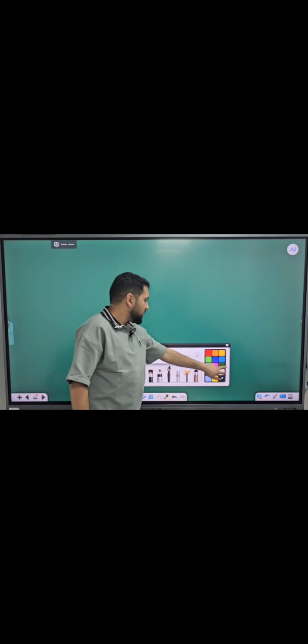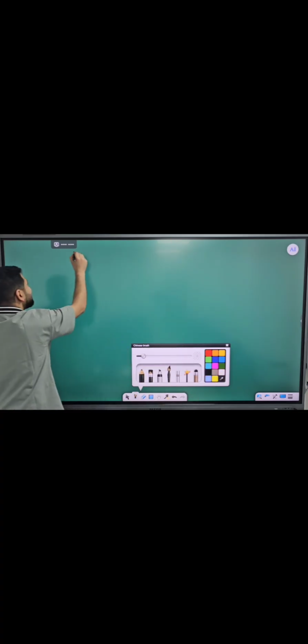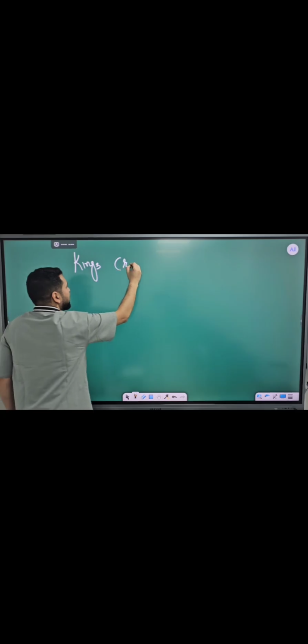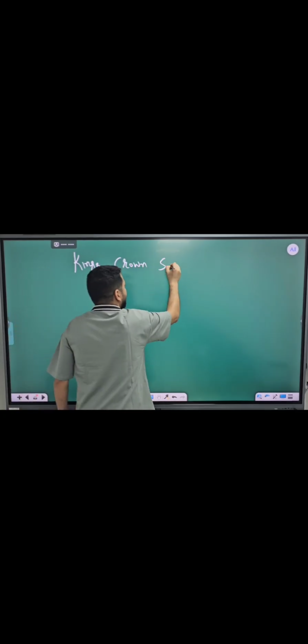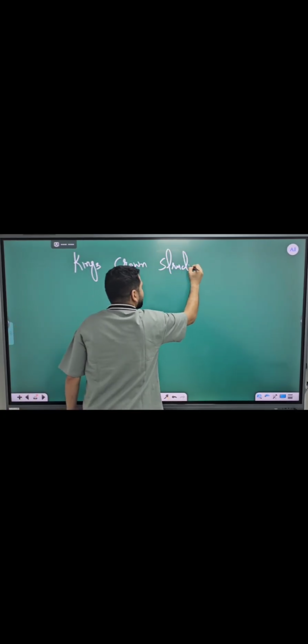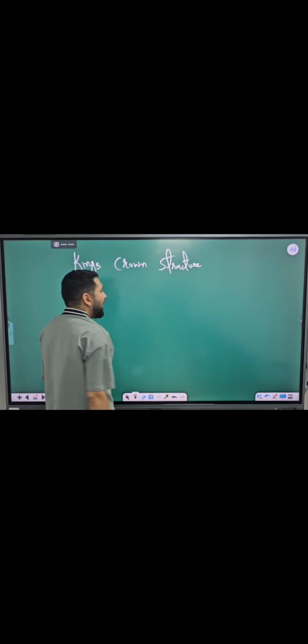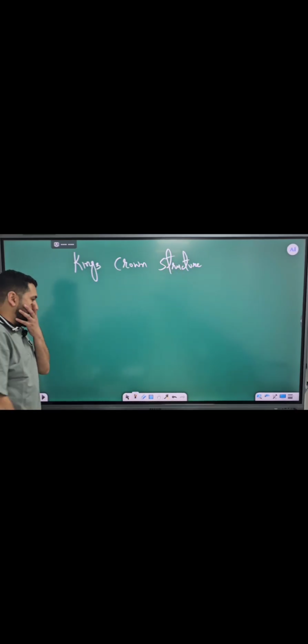This way sulfur is making a structure. But let me tell you, sulfur actually has king's crown structure. How exactly does the king's crown structure look like?